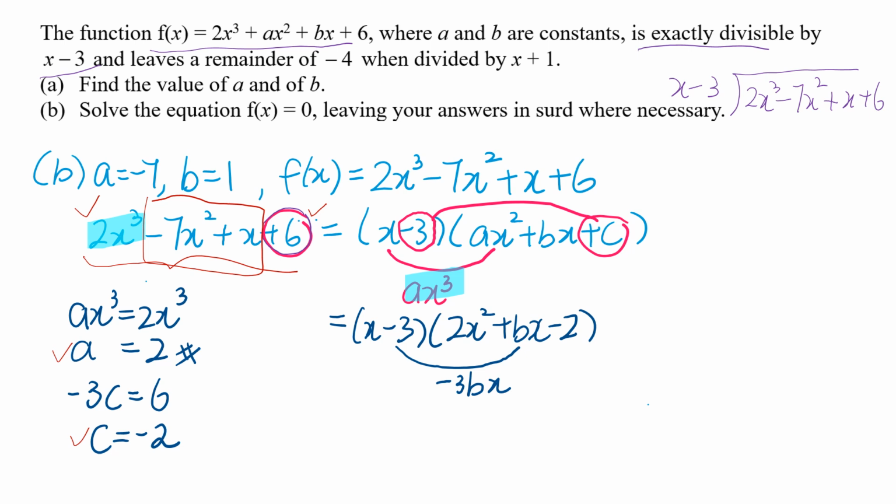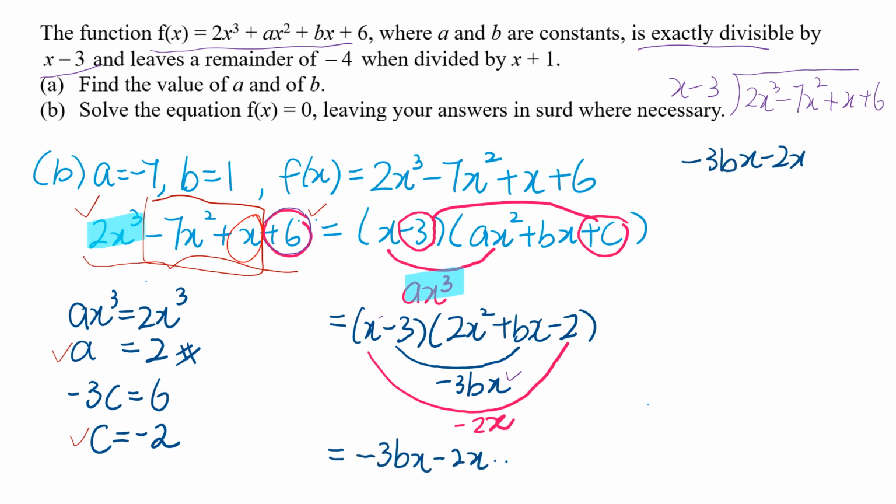So for the x term, there is more than one x term here. -3 times bx is one x term, and x times -2 is another. So you have to make sure you work out all your x terms. Your -3bx minus 2x will give you the x term on the left hand side, which is this one here. You can divide by x throughout to get -3b minus 2 equals 1, and from there you can find your b to be -1.